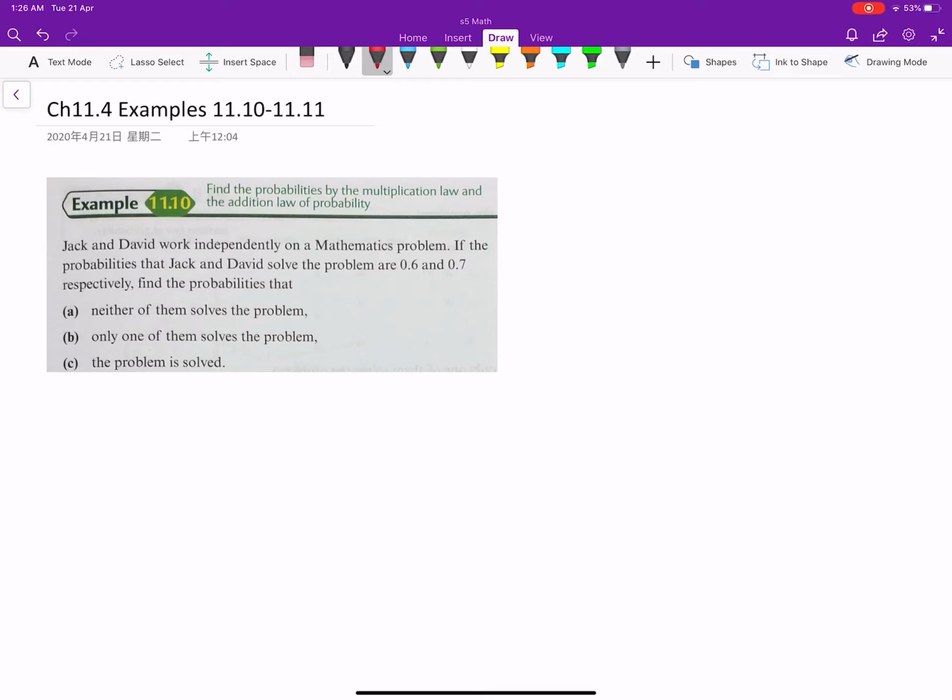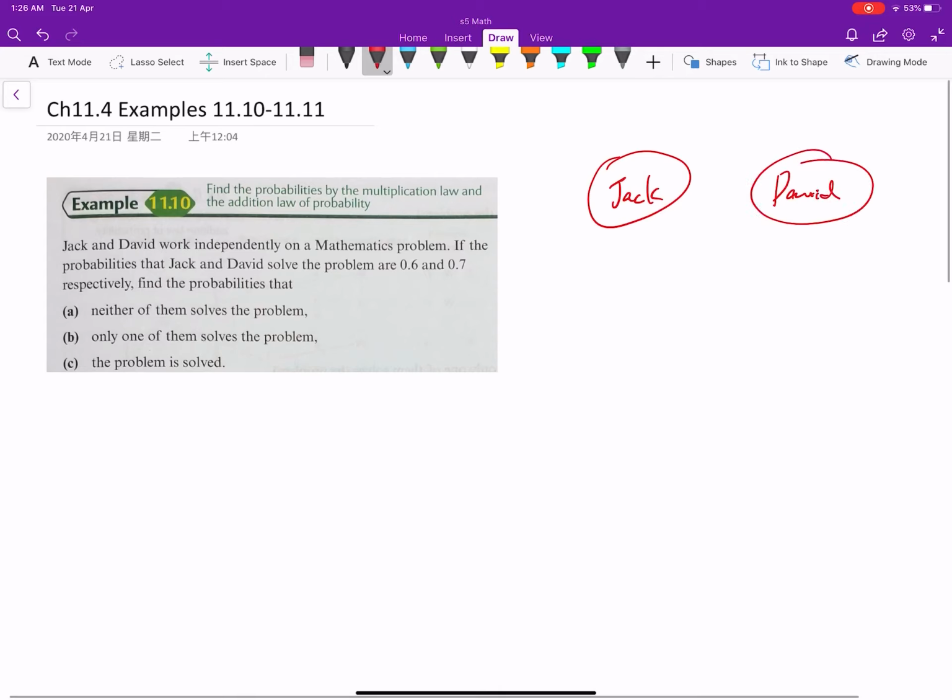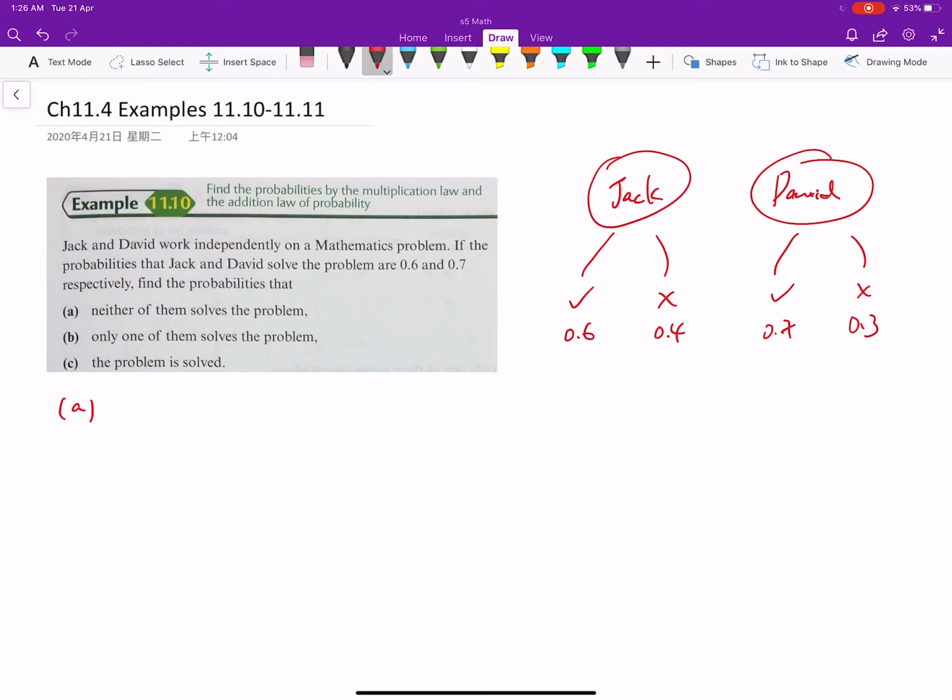So let's think about this. Jack and David, we have two people. For Jack, the probability that he can solve the problem is 0.6. That means the probability that he cannot solve the problem is 0.4. And for David, we do the same. So let's look at the questions one by one.